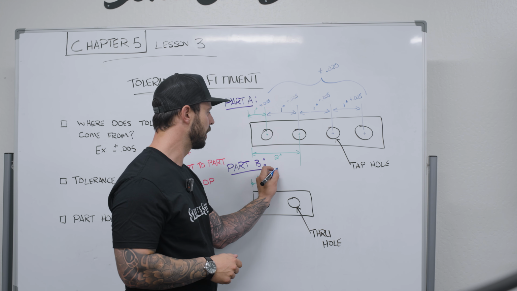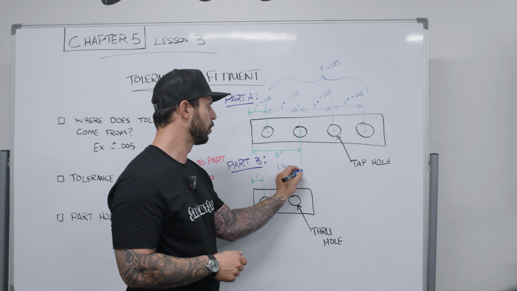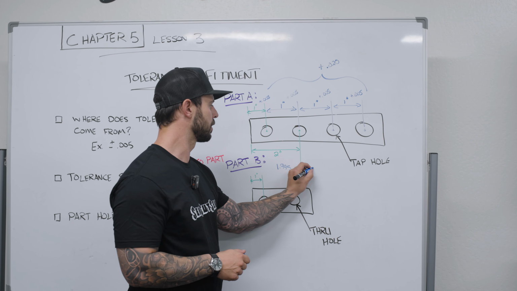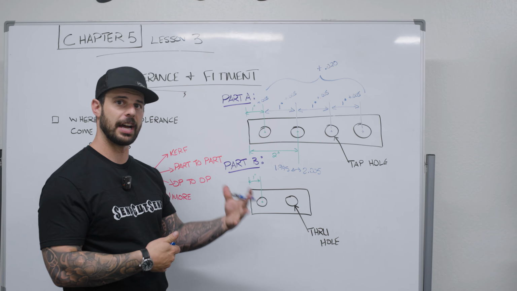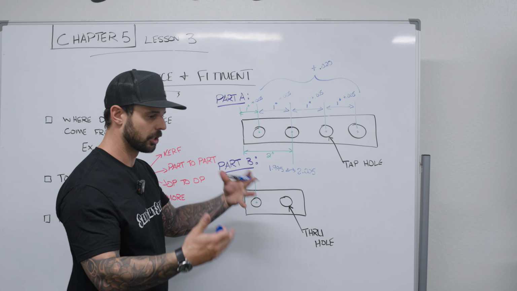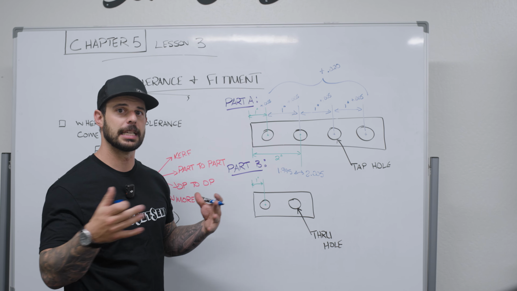So on this one right here, if my part comes out to be 1.995 to 2.005, that is still a good part from the manufacturing side, and you're going to end up needing to accept it. We can change these tolerances to be tighter.